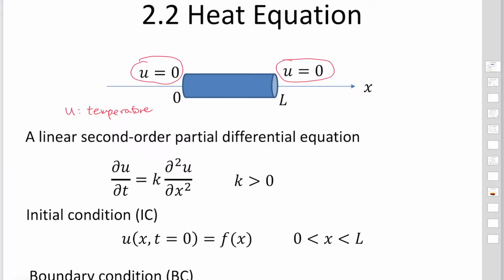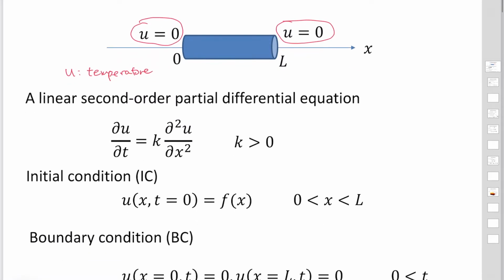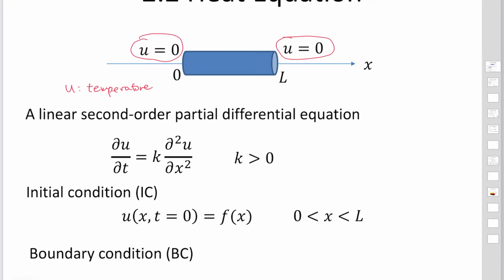To describe the time evolution of the temperature, we use the heat equation. The heat equation is a linear second-order partial differential equation. u is a function of x and t. We consider a thin bar, so we only consider a one-dimensional bar. This is the heat equation.